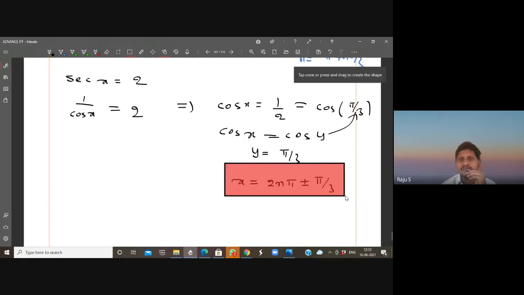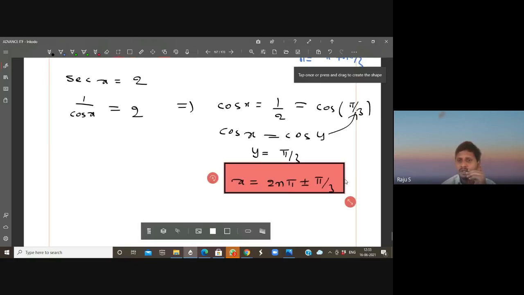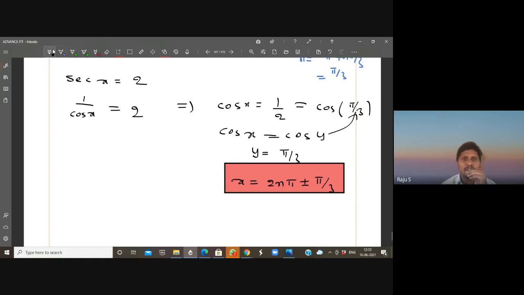If you have any doubts, you can substitute n is equal to 0, 1, 2, 3, up to plus infinity, and minus 1, minus 2, minus 3, up to minus infinity. So n belongs to Z. Substitute n is equal to 0. What is the answer you are going to get? Plus or minus pi by 3, and plus pi by 3 is in the first quadrant. Substitute n is equal to 1: 2 pi plus pi by 3, 2 pi minus pi by 3. All values will give 1 by 2 alone. Substitute any n value, it should be equal to 1 by 2.